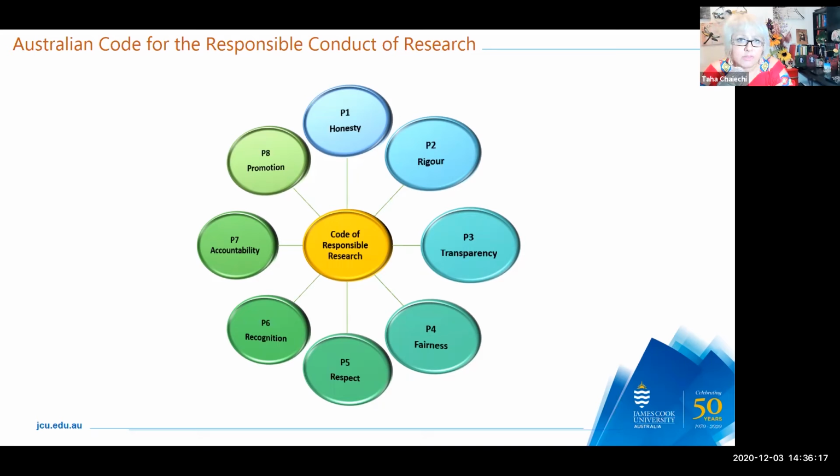Then the second one is rigor. Rigor is basically about following the research designs and the protocols and rules of research very, very closely. Technical analysis, conceptual analysis, everything, just follow the rules. So the quality and the accuracy of your research is kind of guaranteed. So that's principle 2. Principle 3 is transparency.